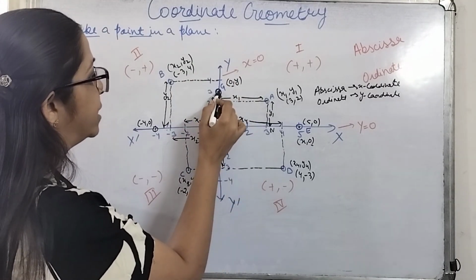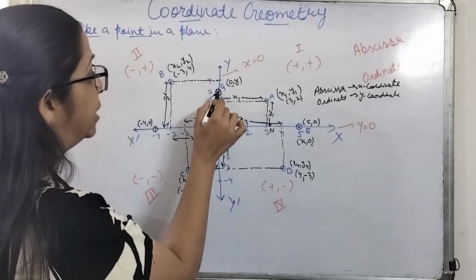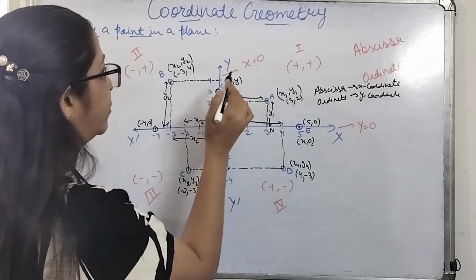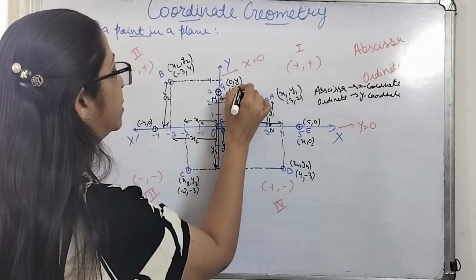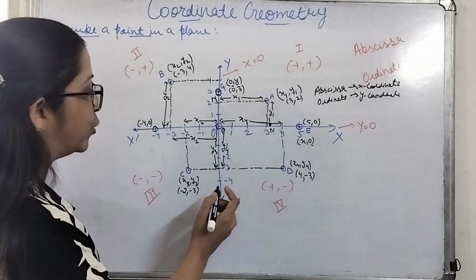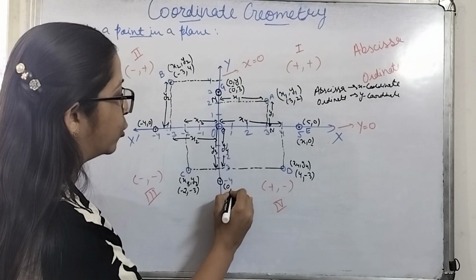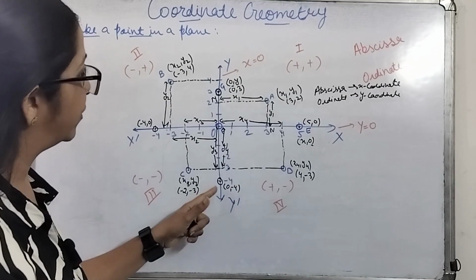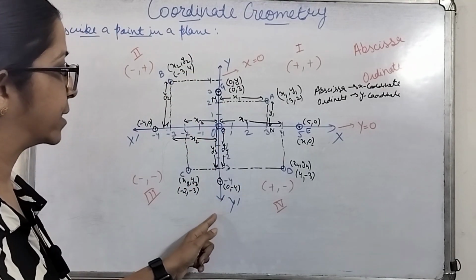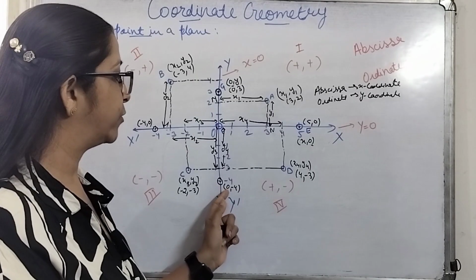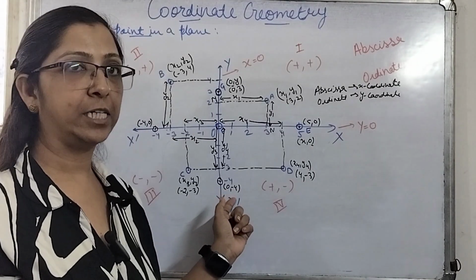Now see, y is 3, because this point is at 3. So the coordinates for this point will be (0, 3). Similarly, if I look at this point, the coordinate for this point will be (0, -4), because this is also a point which is lying on the y-axis. That's the reason its coordinate will be (0, -4).